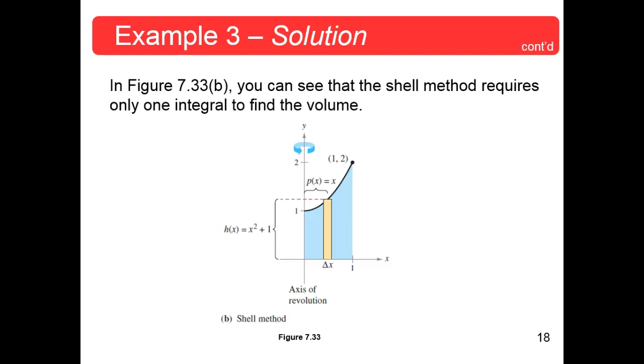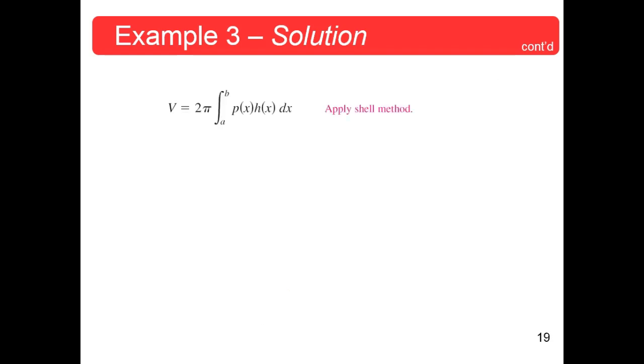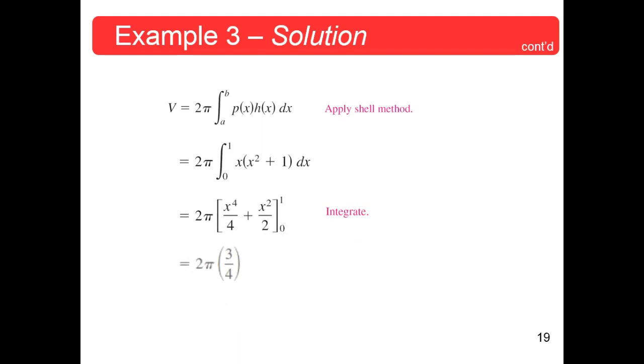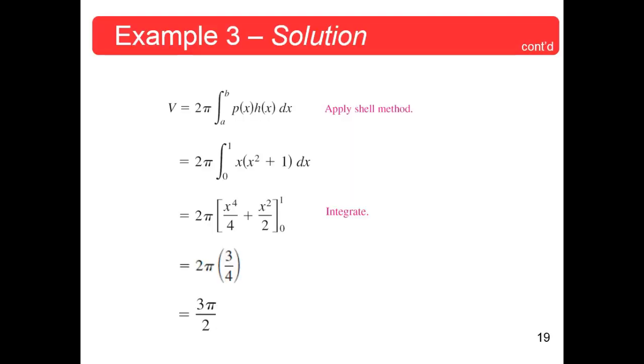Yeah, the p of x is x. The h of x is x squared plus 1. And 2 pi times integral from 0 to 1 of x times, yeah, we did all that. And we got exactly that. And we plugged it in and got that. So much, much easier. Much more straightforward. Any questions?